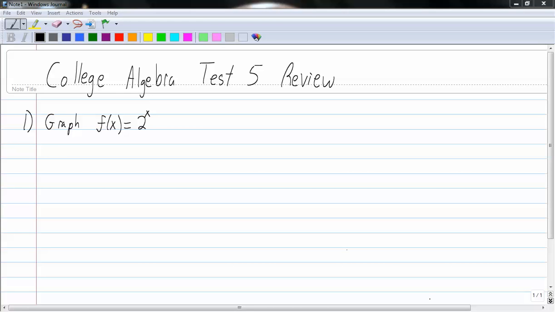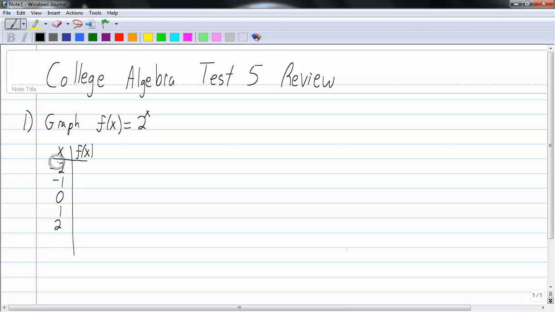All right, let's take a look at the graph of f of x equals 2 to the x power. Easiest way to do this is to make a table. So it'd be an x and y table or an x, f of x table so we can get ordered pairs. Remember, you come up with the x values. Let's try negative 2, negative 1, 0, 1, and 2.